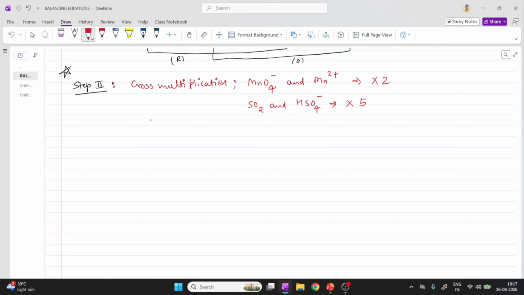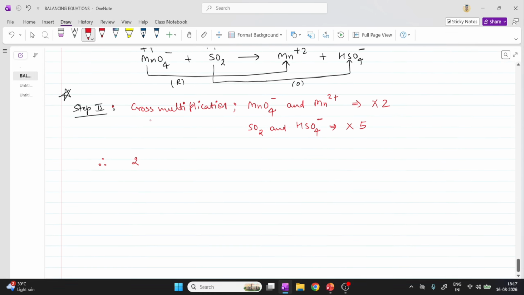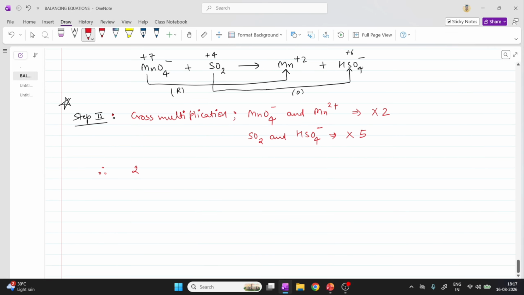After multiplying MnO4 and Mn2 plus by 2 and sulfur by 5, this is the equation that we have. 2MnO4 minus plus 5SO2 gives 2Mn2 plus and 5HSO4 minus. So this is the final equation after doing cross multiplication.